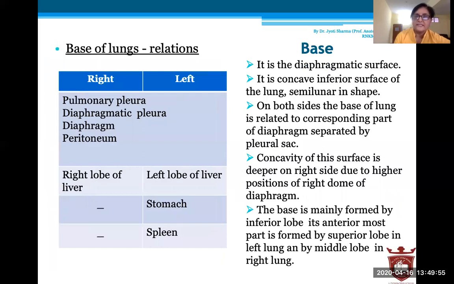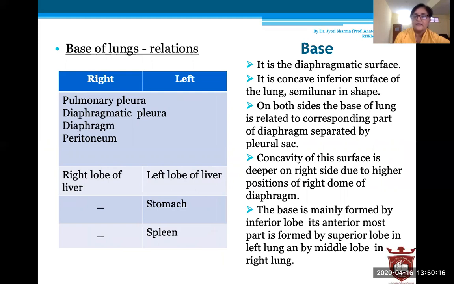Now we see the base. It is the diaphragmatic surface. It is concave inferior surface of the lung, semilunar in shape. On both sides, the base of lung is related to corresponding part of the diaphragm separated by pleural sac. Concavity of this surface is deeper on right side due to higher position of right dome of the diaphragm.